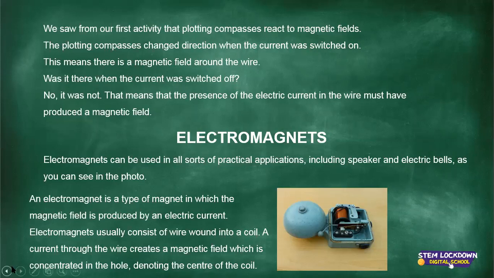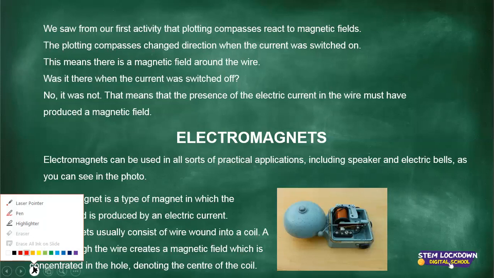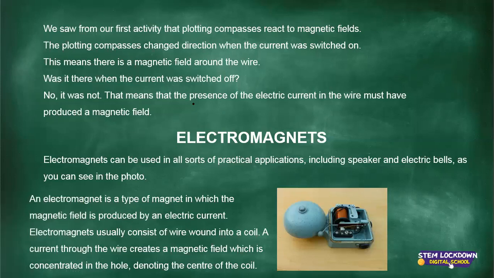So I want you to remember this very clearly, that through this experiment we learned that the presence of an electric current in the wire basically produced a magnet. And that is how an electromagnet is made, through a simple switch.